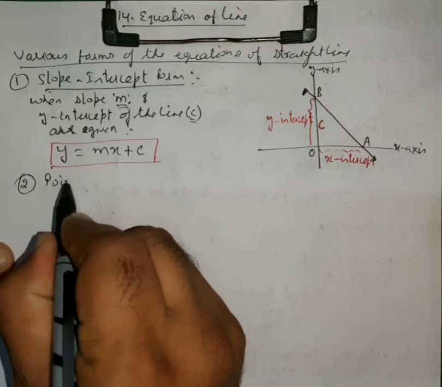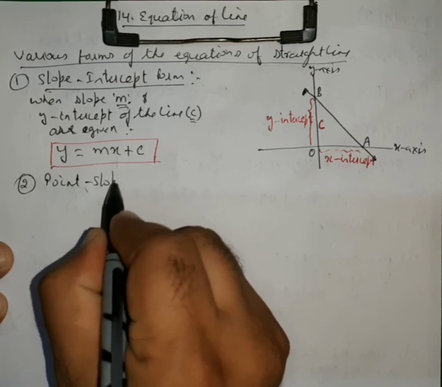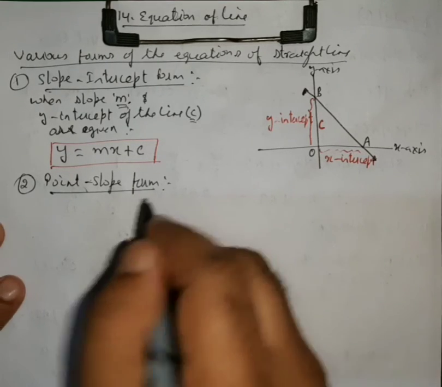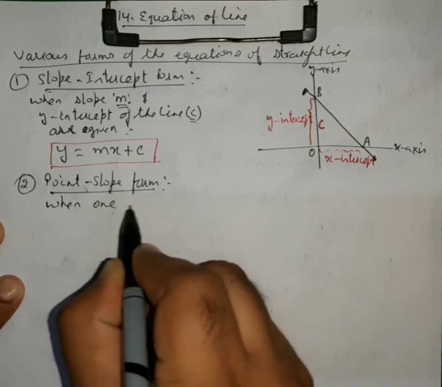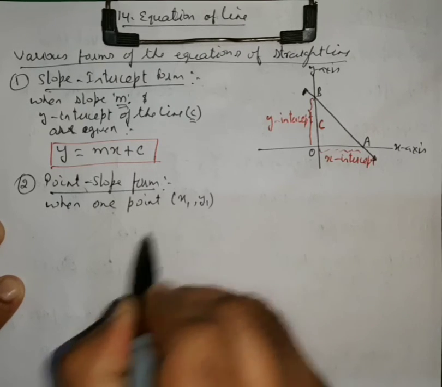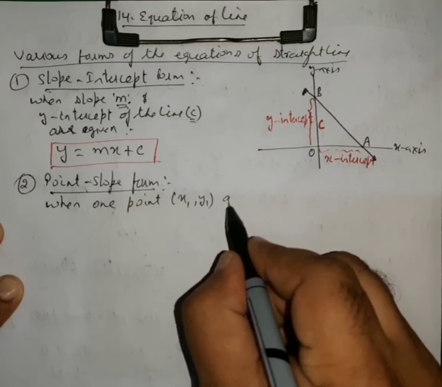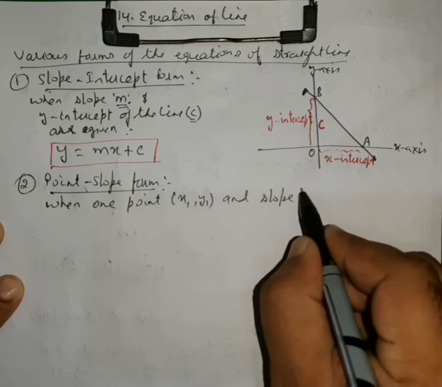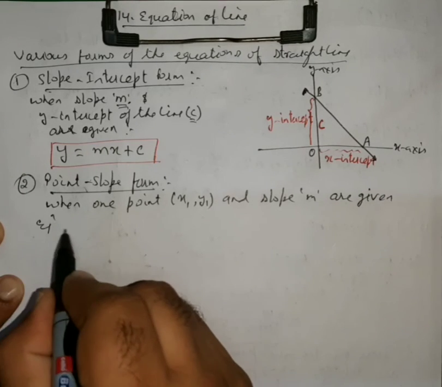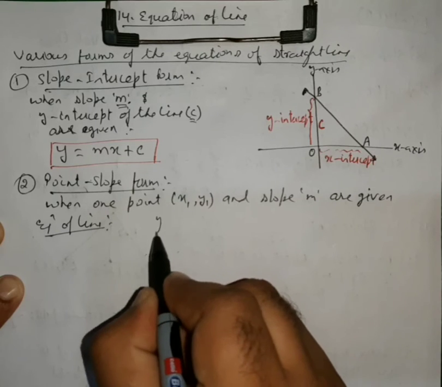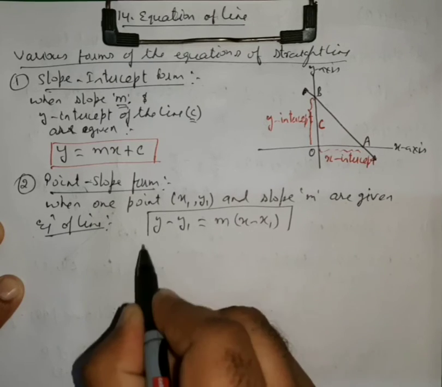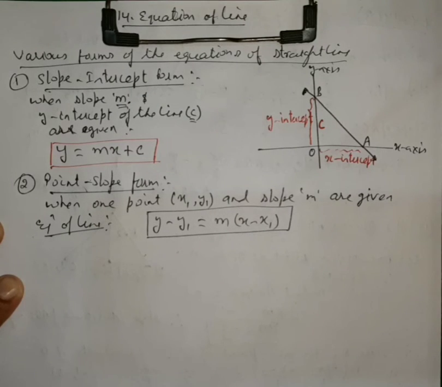In the point slope form, one point will be given. So when one point on the line, x1 comma y1, and slope m are given, then the equation of line will be y minus y1 is equal to m multiplied by x minus x1. So this is the second form.